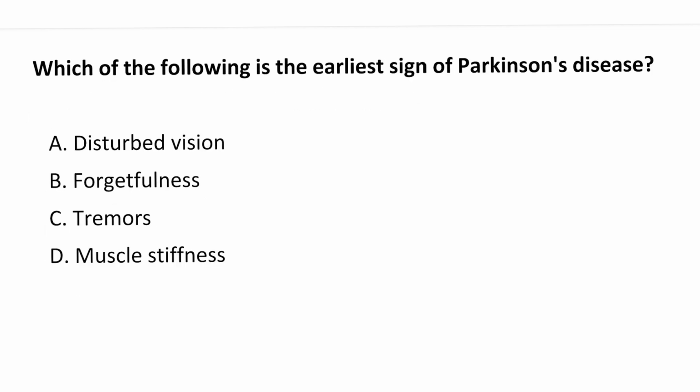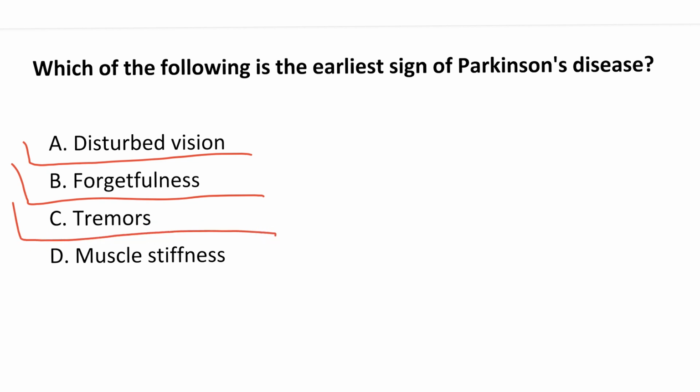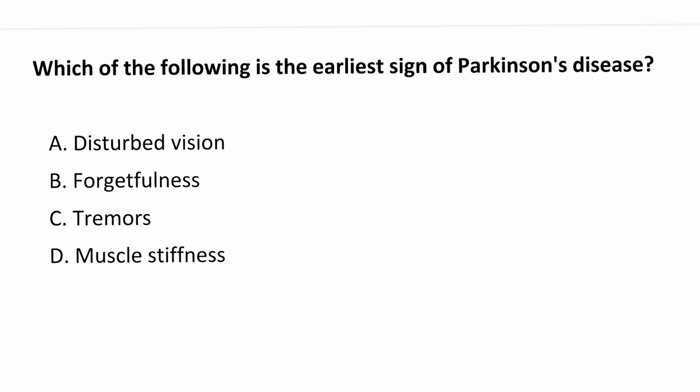The next question is, which of the following is the earliest sign of Parkinson's disease? Option A, disturbed vision. Option B, forgetfulness. Option C, tremors. And option D, muscle stiffness. The correct answer is option C, tremors. Tremors is the earliest sign of Parkinson's disease.